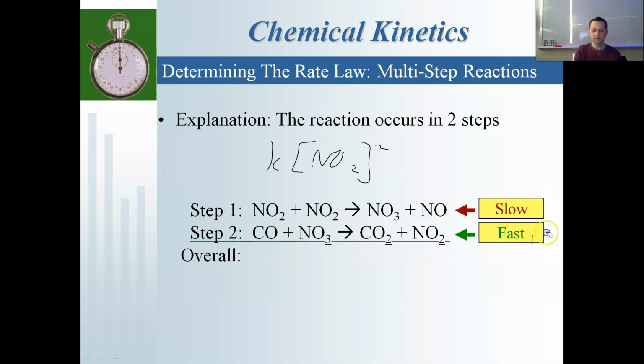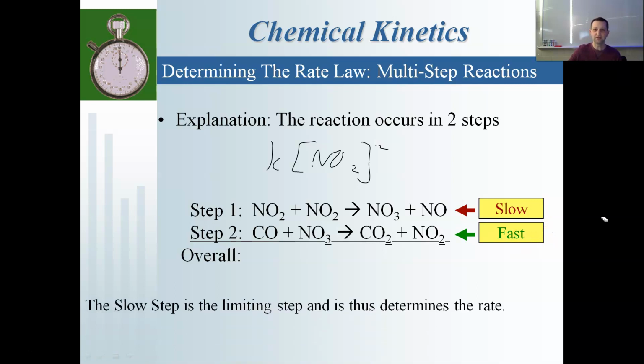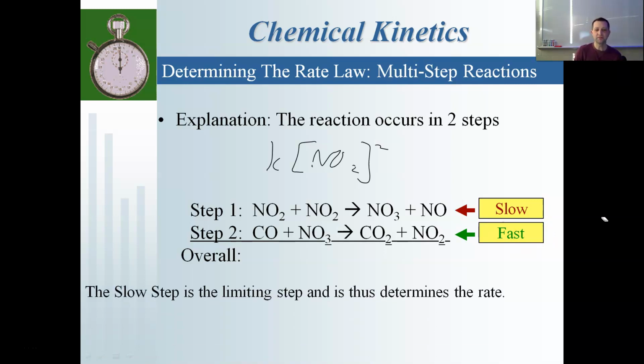All right? So you still are going to have your overall equation like we wrote before, but now we know what our fast step is and what our slow step is. So the slow step is the limiting step and thus determines the rate of our chemical reaction. Okay? We also call that our rate determining step. So make sure you write that on your note sheet. Slow step is your rate determining step, and that's where you get your rate law from.